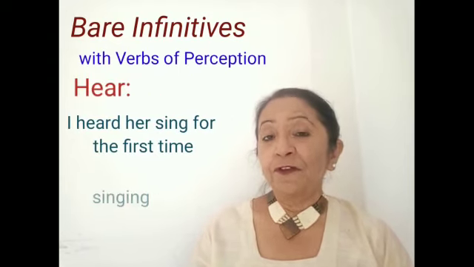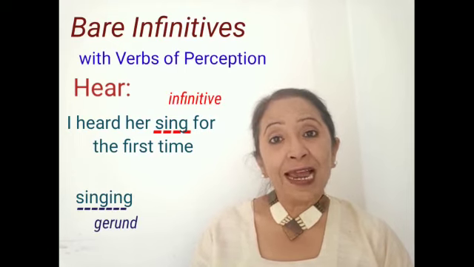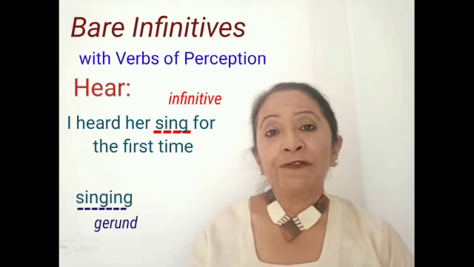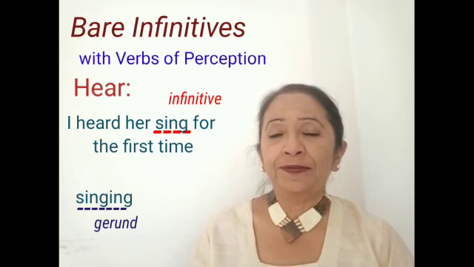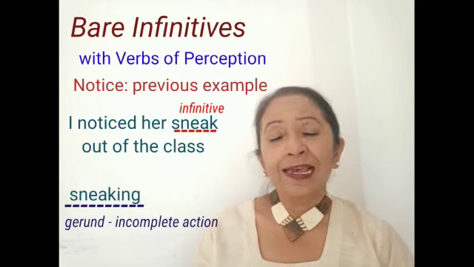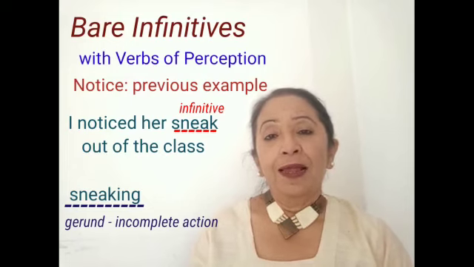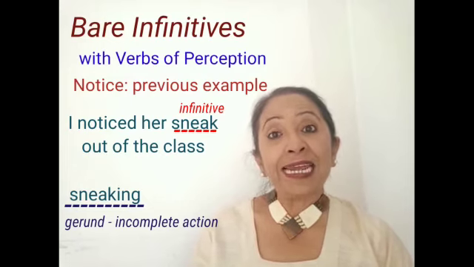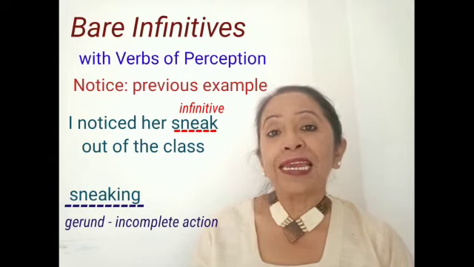I heard her sing for the first time. Sing is the infinitive. It can be, I heard her singing for the first time. So when we say singing, the action is in progress. She was still singing. Or when I said I saw her sneak out of the class, that means she had already gone out of the class. If I said I saw her sneaking out of the class, it would have meant that she was sneaking out, still in the process.